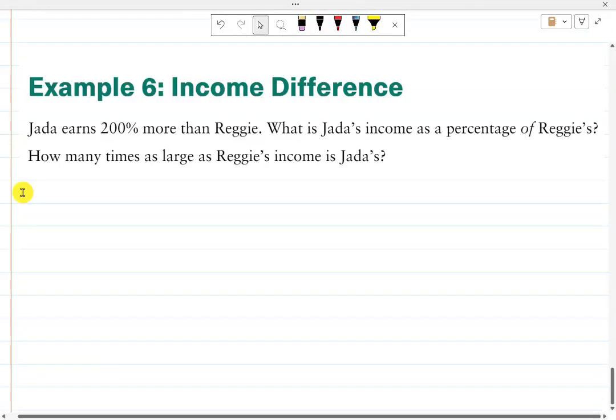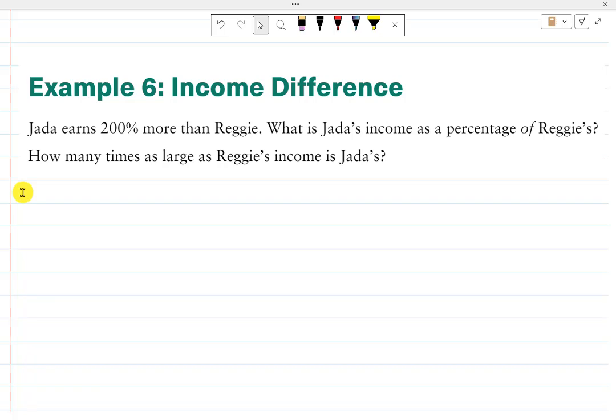In this example, we're told that Jada makes 200% more than Reggie. They're not saying that Jada makes 200% of what Reggie's paid. She makes 200% more than Reggie. That means we can get Jada's pay, her income, in the following fashion. I'll use J for Jada. She makes as much as Reggie does, but then she makes twice as much as him more, for a total of 3R.